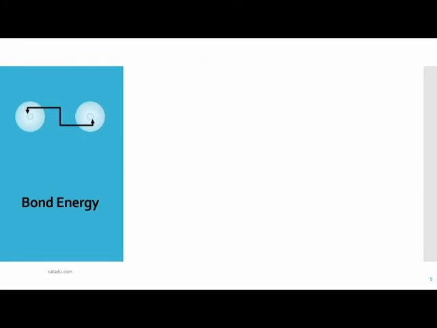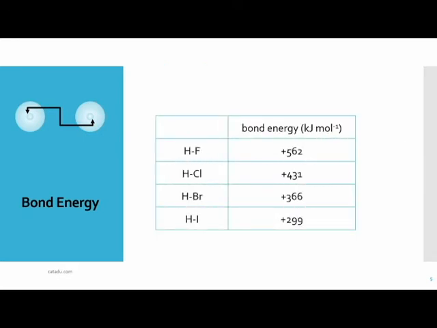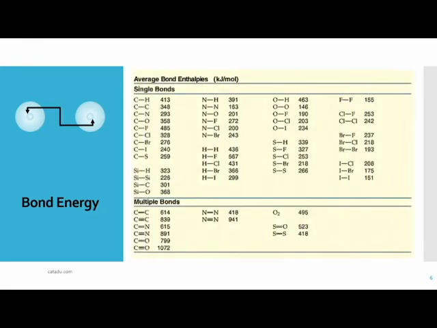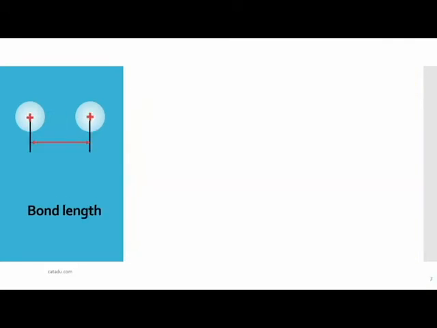Bond energy is given here: HF, HCl, HBr and HI. HF is the highest because the attraction force between hydrogen and fluorine is the highest. The distance between hydrogen and fluorine is smaller. Average bond energy is given for single bonds and multiple bonds. This one is taken from the data booklet. It is helpful for calculations.